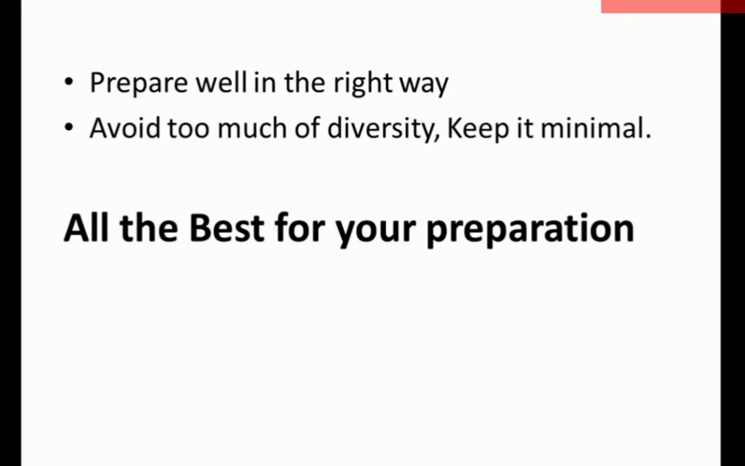The main thing that we would like to say is prepare well in the right way. There is no use in saying I am also preparing, but the difference comes only when you prepare in the right way. Avoid too much diversity. Keep your sources minimal. There is no need to have 2-3 sources for the same topic. Stick with the minimalistic theory, and that is more than enough to clear this exam.